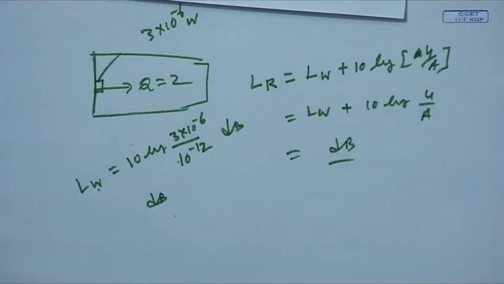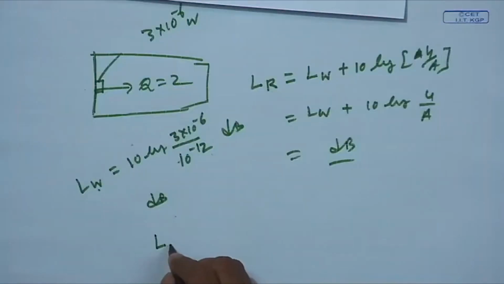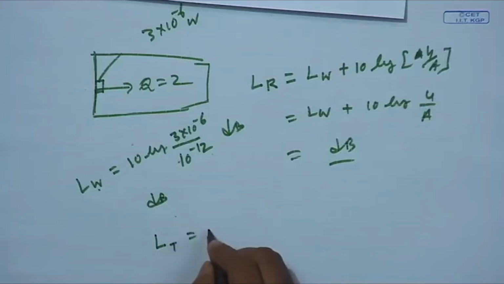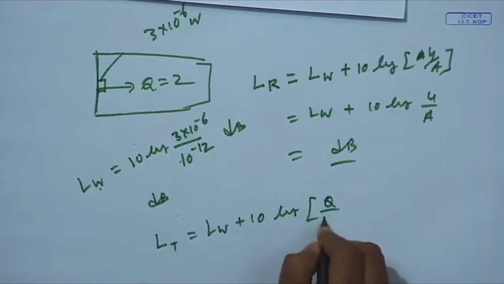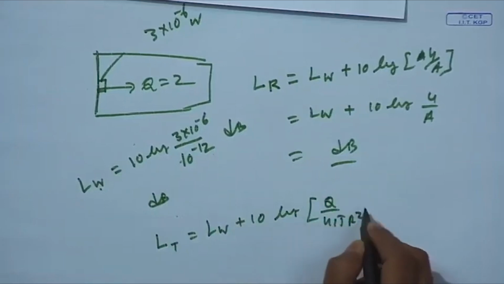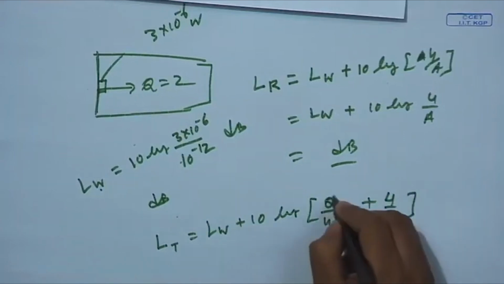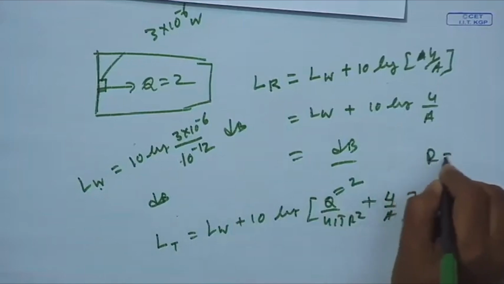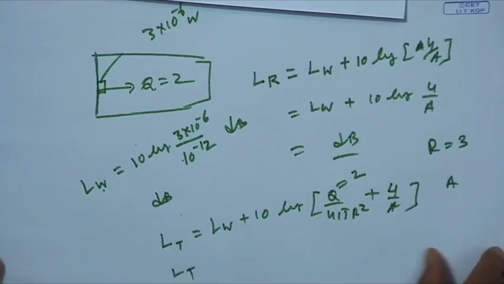Then I said the total dB at a distance of 3 meter from the source. At 3 meter from the source, the total power LT is the direct sound power plus the reverberation power. So, LW plus 10 log Q by 4 pi R square, R is the distance, plus 4 by A, that is the formula. I know Q is equal to 2, R is equal to 3, and I know A. So, I can find out LT.